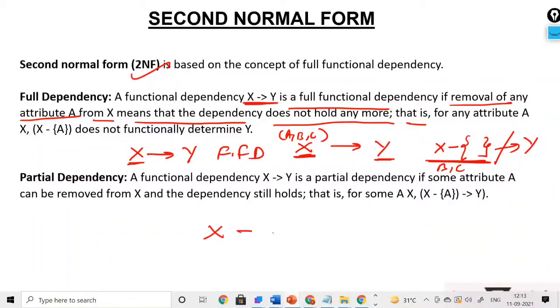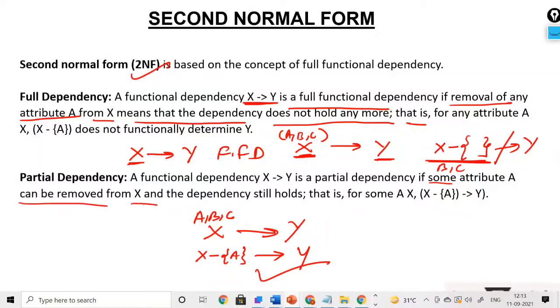Now what is partial dependency? Same thing. A functional dependency is said to be partial if, suppose X has A, B and C, and now I remove A from X, or B from X, or C from X, and the dependency is still holding, then this means that A was not so important. So a functional dependency X → Y is a partial dependency if some attribute A can be removed from X and the dependency still holds. That is called partial dependency.